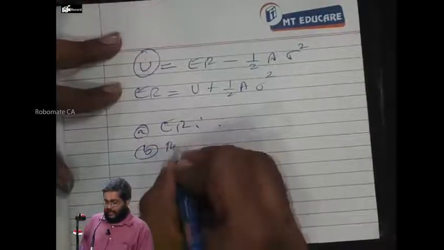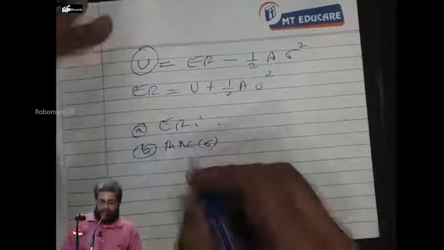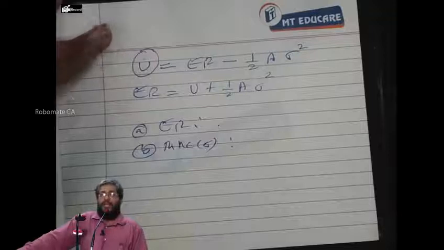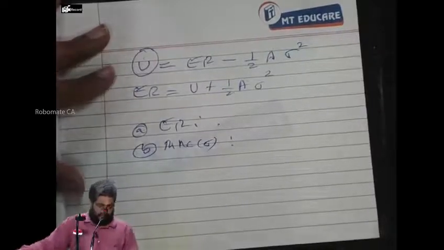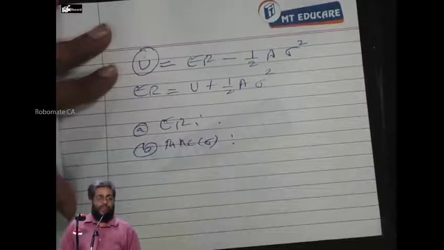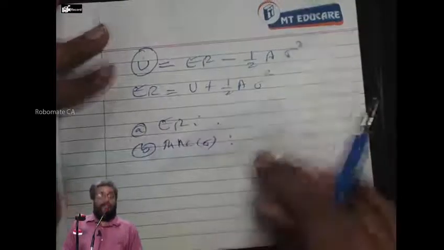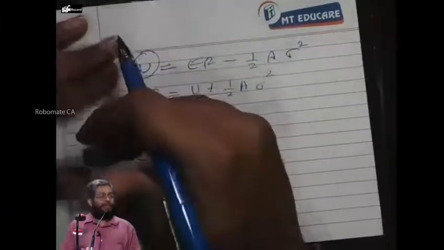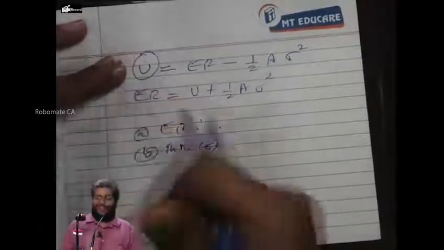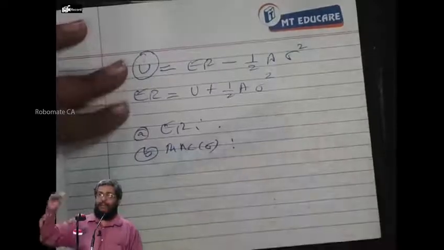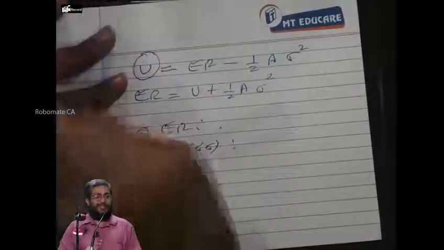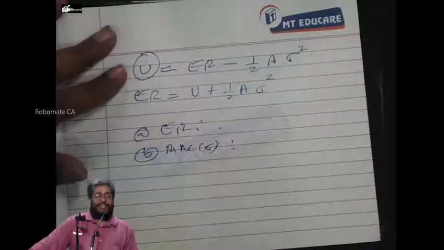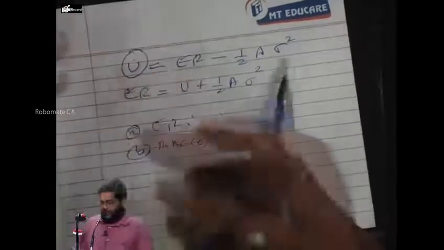Next, point B. Point B is what? Risk, in bracket sigma, standard deviation. If a portfolio has more risk, does happiness increase or decrease? Decreases. If the portfolio has more risk, happiness decreases, and vice versa. Everybody following or not?